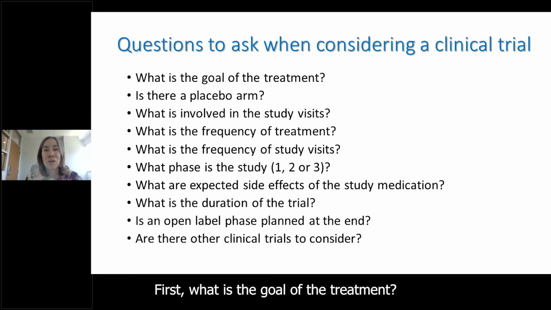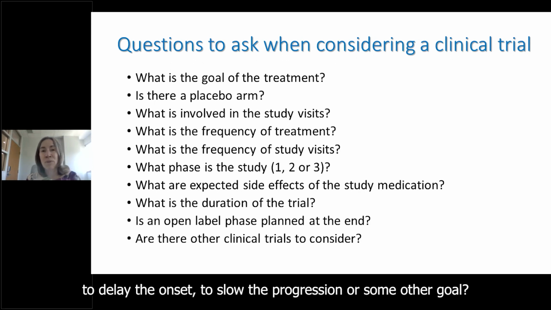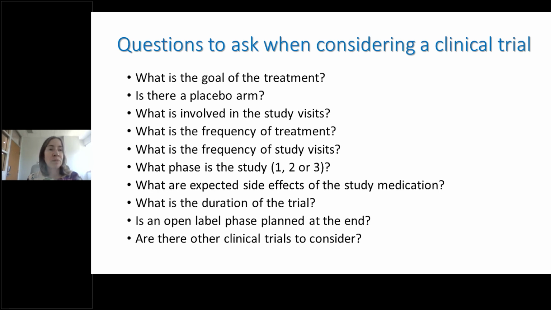First, what is the goal of the treatment? Is it targeting a symptom? And if so, which symptom or symptom complex? Is it disease modifying? And if so, is the goal to prevent FTD, to delay the onset, to slow the progression, or some other nuanced goal?